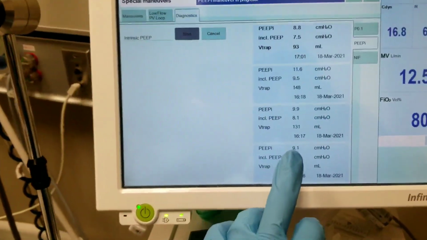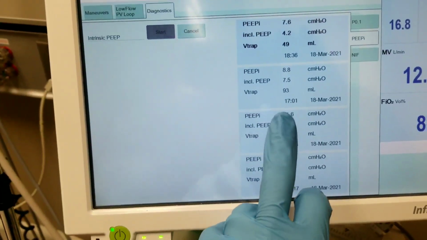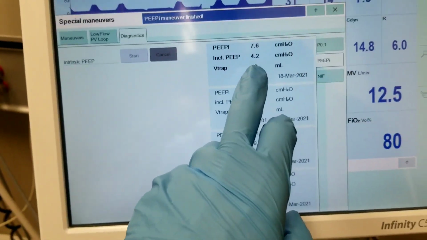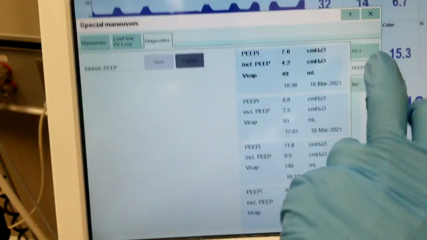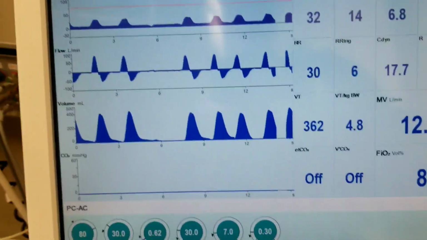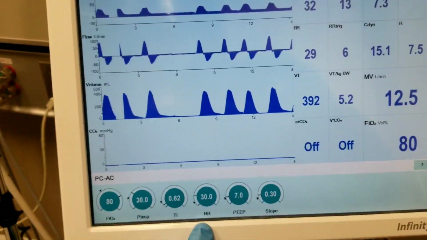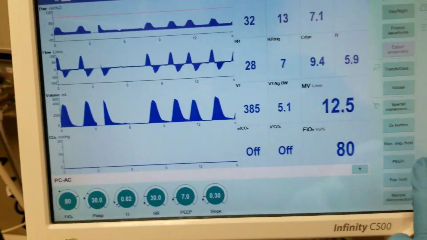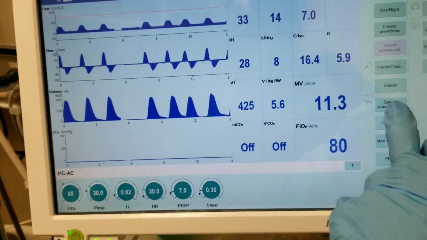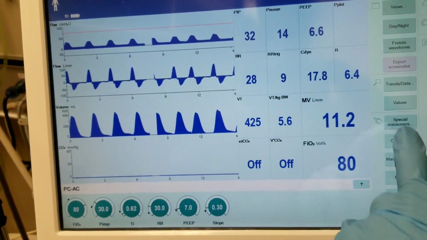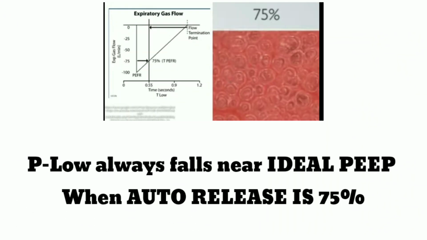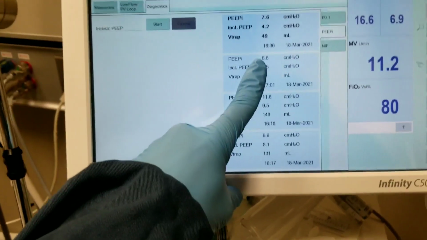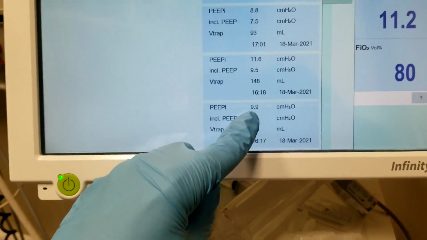You can see the previous ones that we were doing, the 9.1, 9.9, now 7.6. There's less air trapping, but on the previous one, the mechanics were arriving close to exactly the P low that we had. Where am I? Oh, there. When we were doing it, it was 8.8, 9.